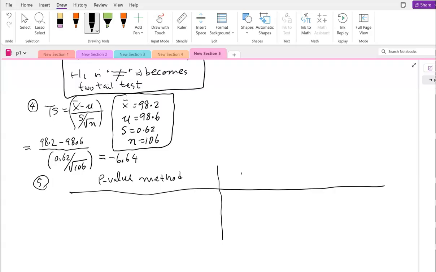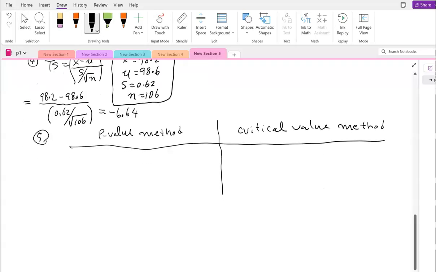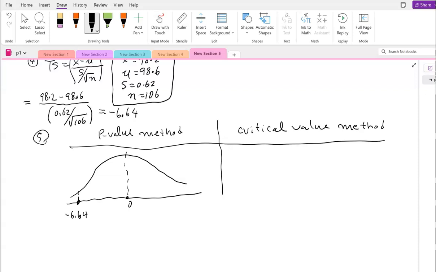The other one is the critical value method. Okay. Now, the p-value. The test statistic is negative 6.64. This is very far away. The p-value is 2 times the area. Why 2 times? Because it is a two-tailed test.